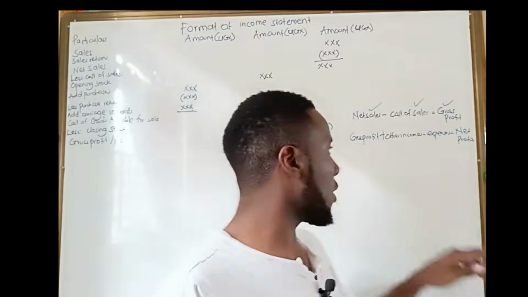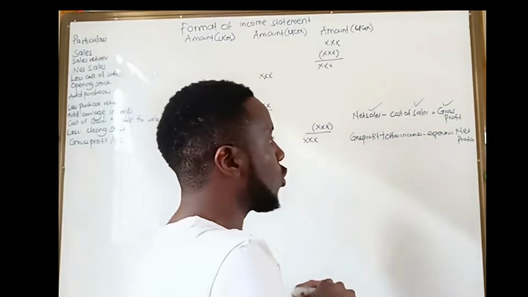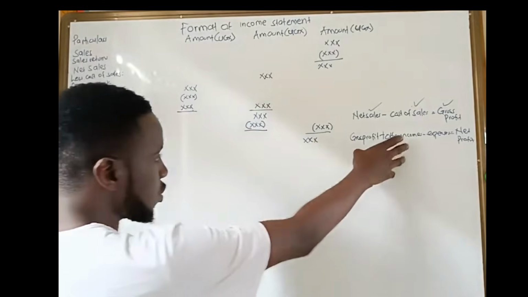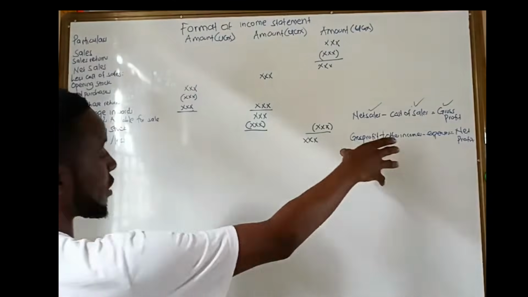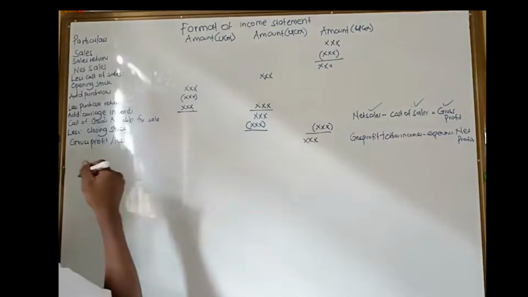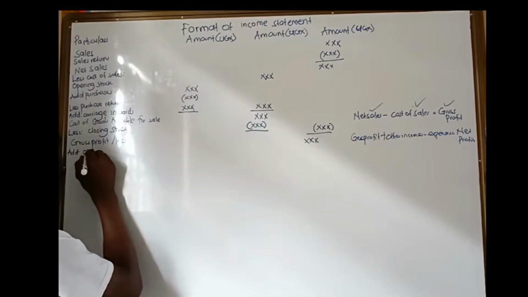Now, from the trading account, we are continuing. Remember, it's one statement, but with two accounts. So we are continuing. Now, we are here, so we are supposed to continue and add other incomes. Now, we are starting on our profit and loss account. So when we come here, we say add other incomes.